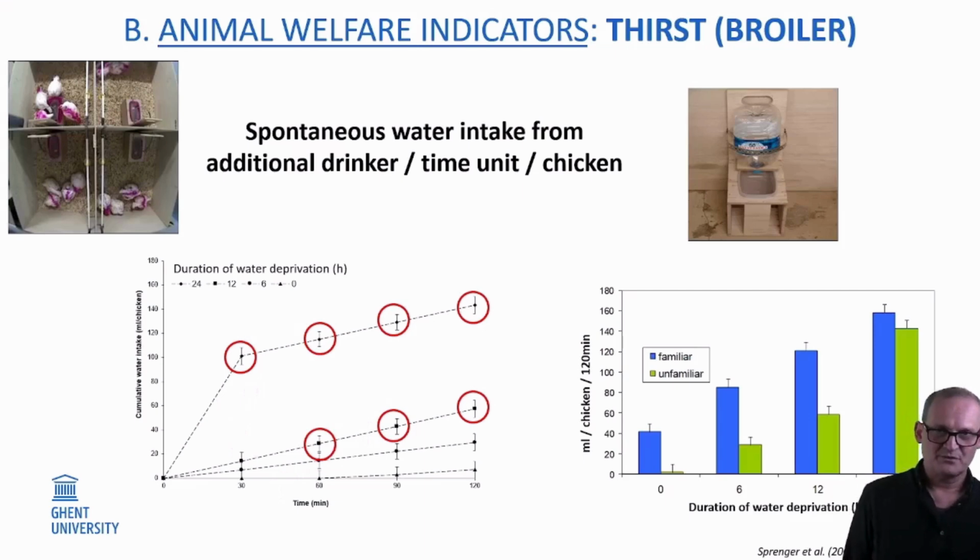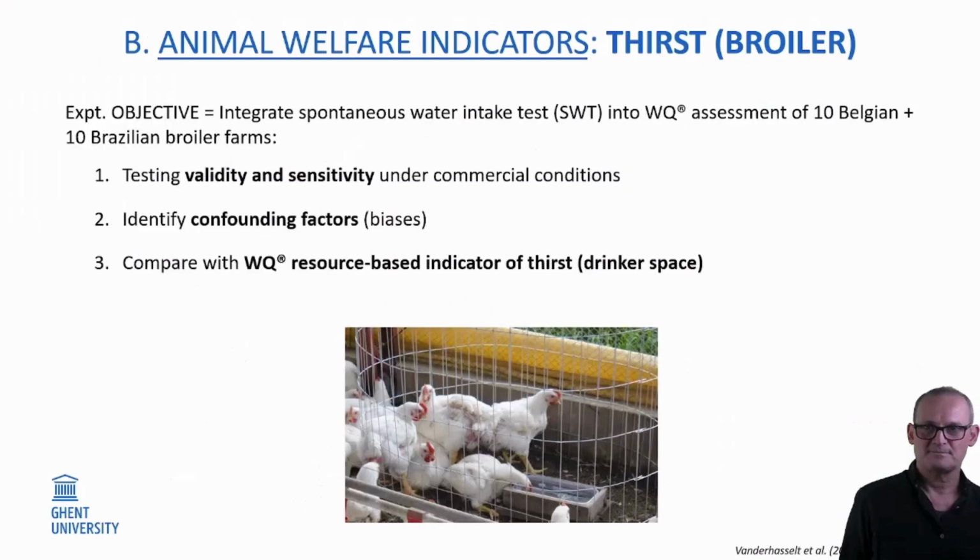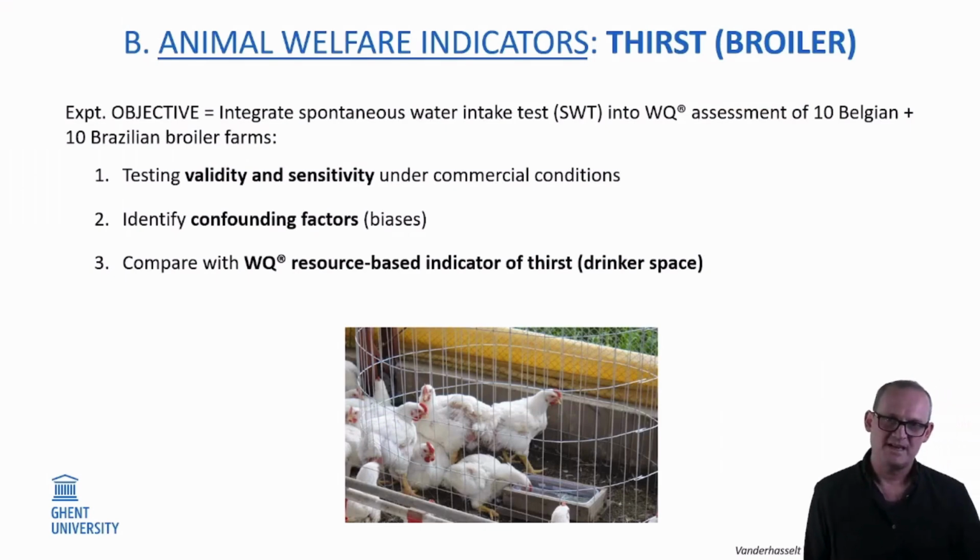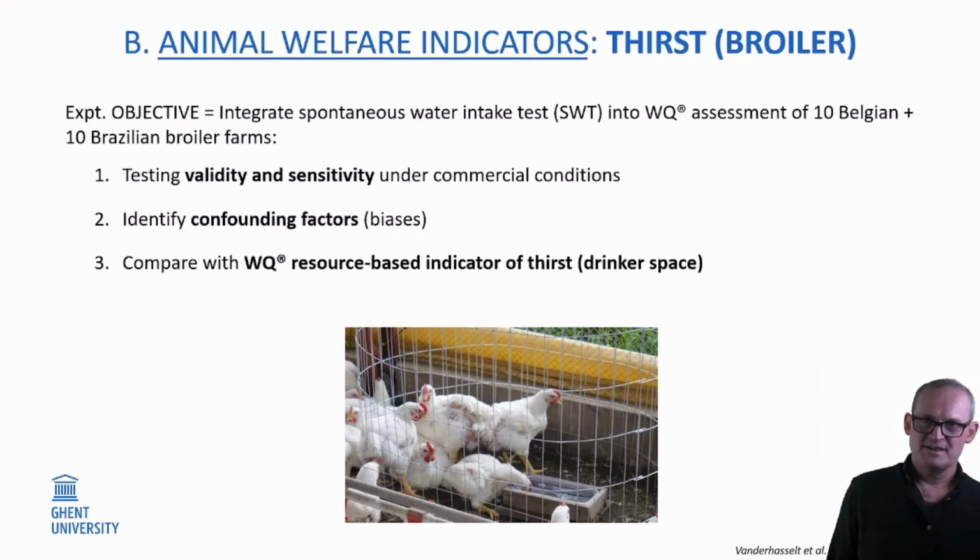It is important, of course, that that drinker is equally familiar or unfamiliar to all the groups you test, because they drink more from a drinker they're familiar with than from a drinker they're not familiar with. So we wanted to see that further, whether that could be a useful animal-based test of thirst. So we wanted to integrate this, what we call the spontaneous water intake test, into the welfare quality assessment.